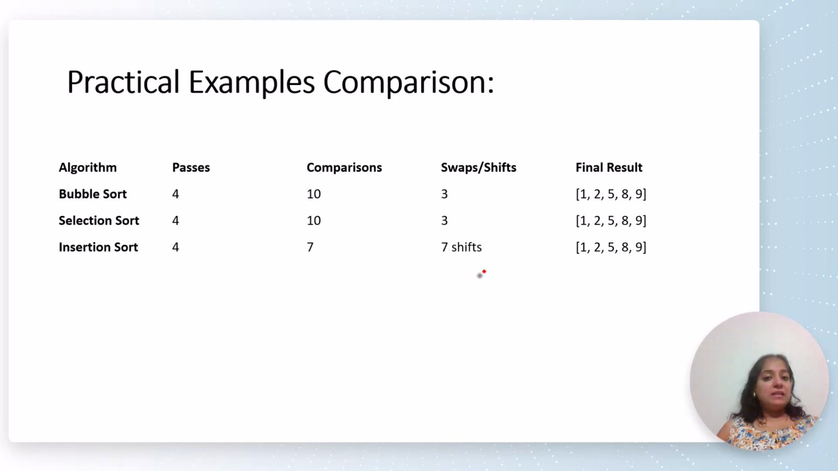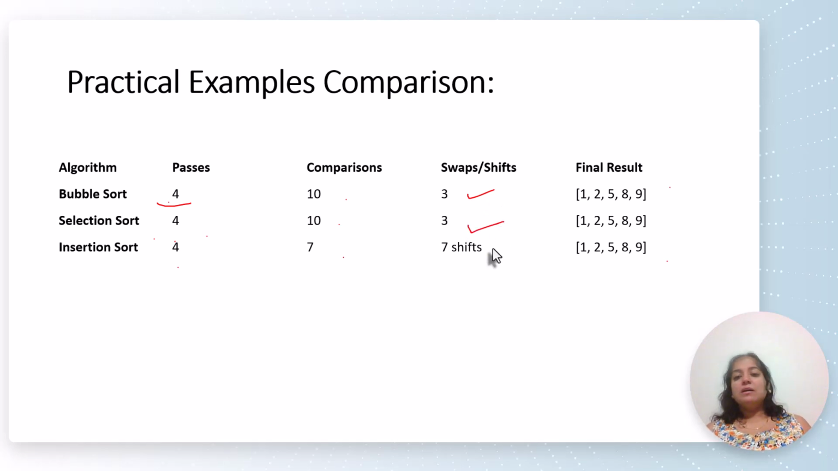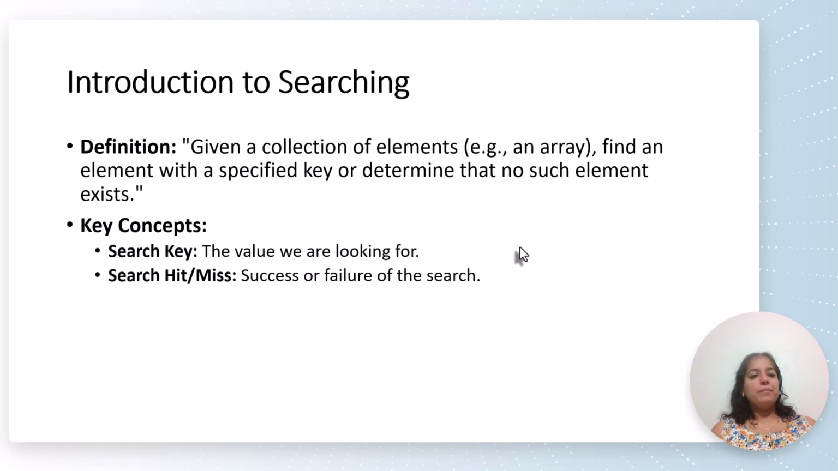If you see the comparison for an array, bubble sort takes 4 passes, selection sort 4 passes. If the number of elements is 5, they all take 4 passes. Bubble sort requires 10 comparisons, selection sort requires 10 comparisons, insertion sort requires 7 comparisons. But for swapping and shifting, bubble sort requires 3 swaps, selection sort 3 swaps, and insertion sort 7 shifts, right?